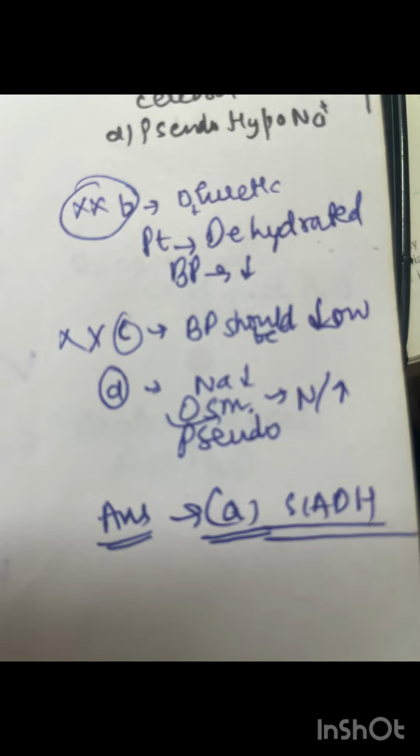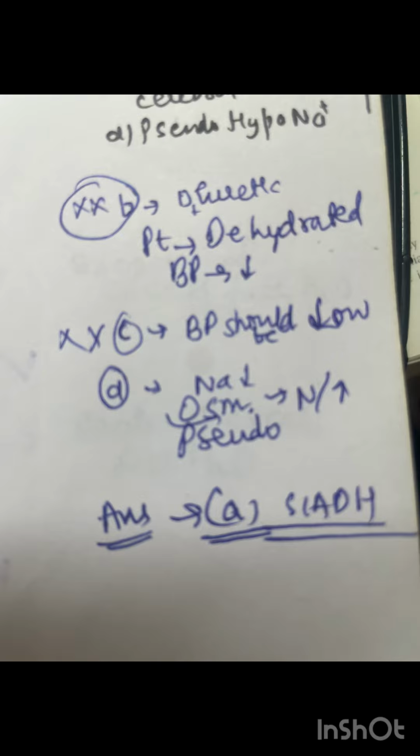And in the case of pseudo hyponatremia, sodium decreases and osmolarity should be normal or increased. But you can see the osmolarity also. So the answer will be SIADH.